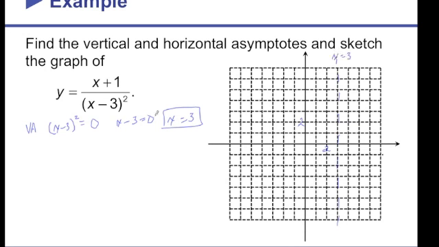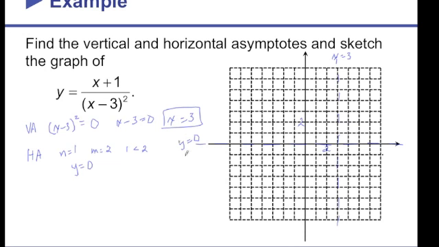Now, for the horizontal asymptote, the degree of the numerator is 1, and the degree of the denominator is 2, because if we multiplied this out, we'd end up with x squared minus 6x plus 9. So 1 is less than 2, and so we have a horizontal asymptote at y equals 0, or the x-axis. Y equals 0, that's my asymptote.